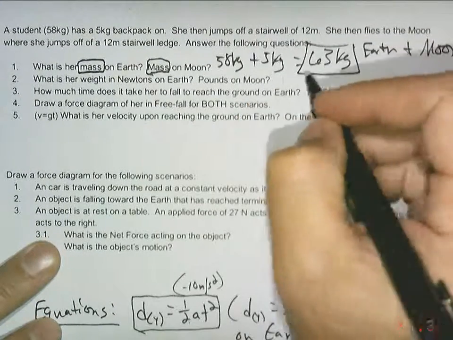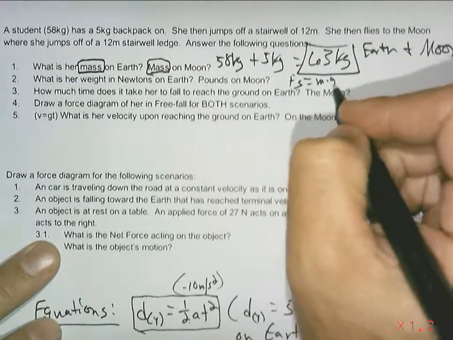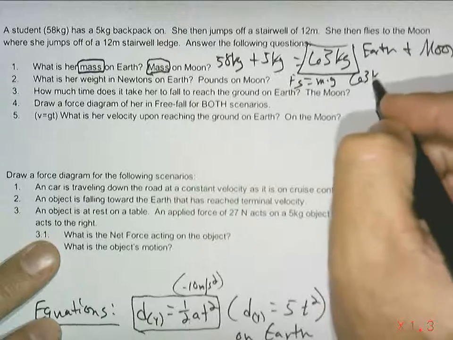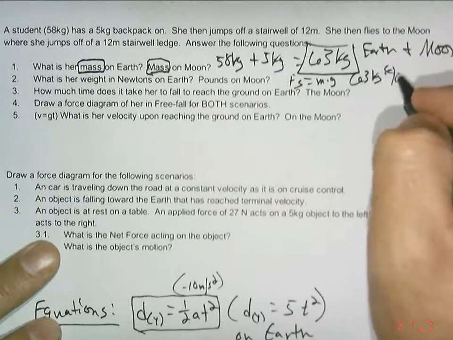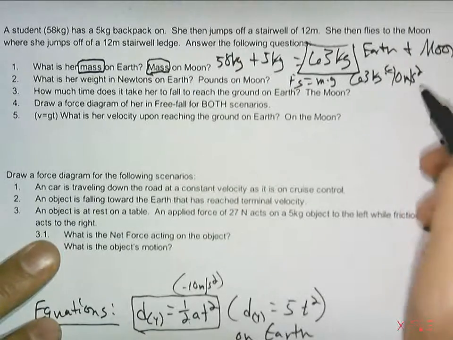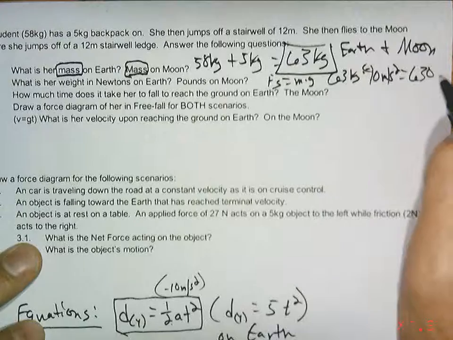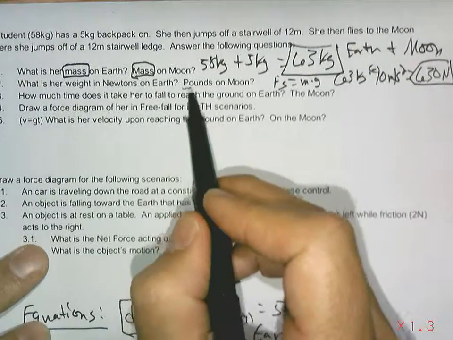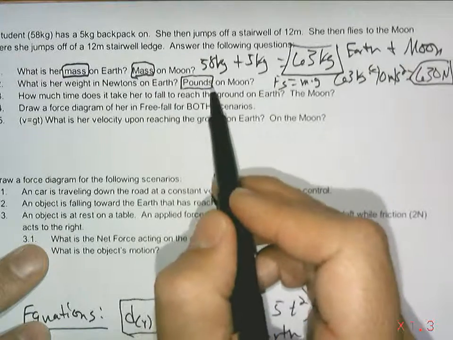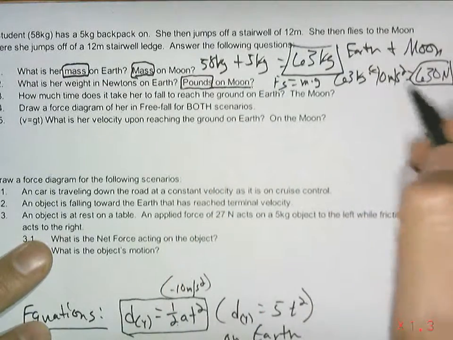Here I can apply the idea that on Earth, f of g, weight, equals mass times gravity. So we said 63 kilograms times our negative implied 10 meters per second squared, which is g. So her weight is 630 newtons. That's on Earth. The question here gets a little bit rowdy: what is her weight in pounds on the moon? I'm going to solve that down here a little bit.